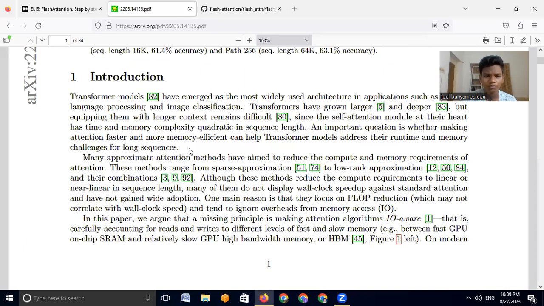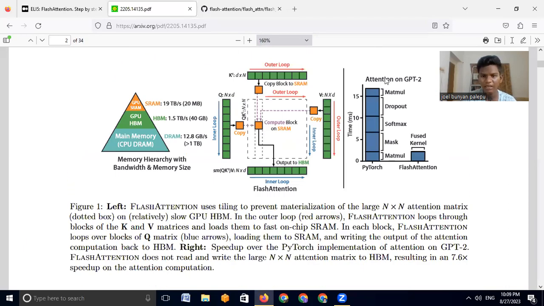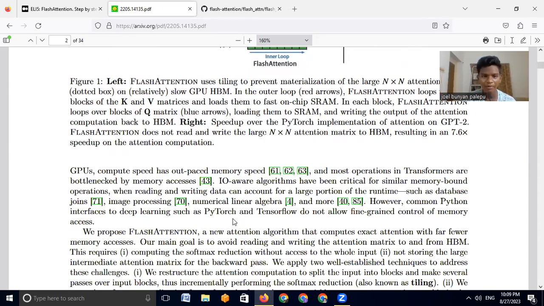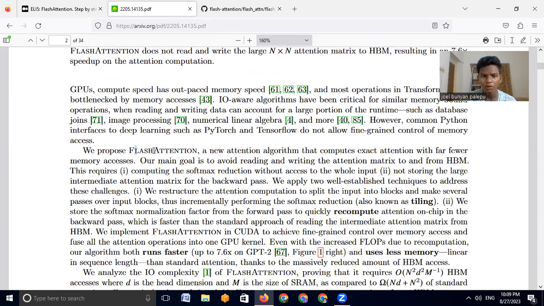Essentially, we'll carry out all of the operations at the same time and have blocks. We propose Flash Attention, a new attention algorithm that computes exact attention with far fewer memory accesses. Our main goal is to avoid reading and writing the attention matrix to and from HBM. So they'll avoid reading and writing to the memory, decreasing it as much as possible.